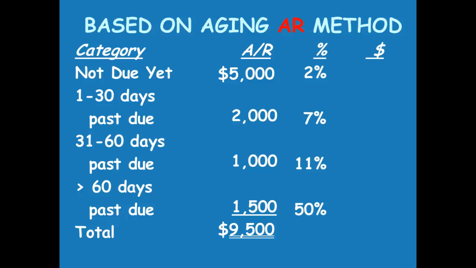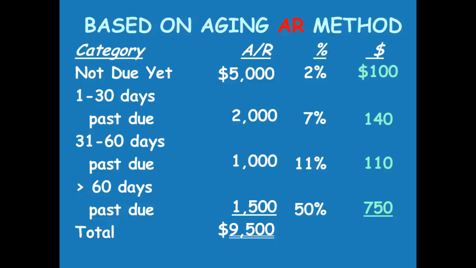The $5,000, I think I'm not going to get 2% of that. How much of the $5,000 do you think I won't collect? $100? We're just going to multiply. 7% of the $2,000 I think I'm not going to collect. So in total, I think I won't get 140. 11% of the 1,000. How much do you think I won't get out of that group? 110. And finally, I think half of that last group I'm not going to get, or 750.